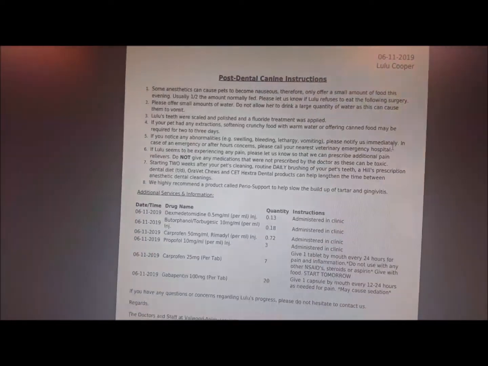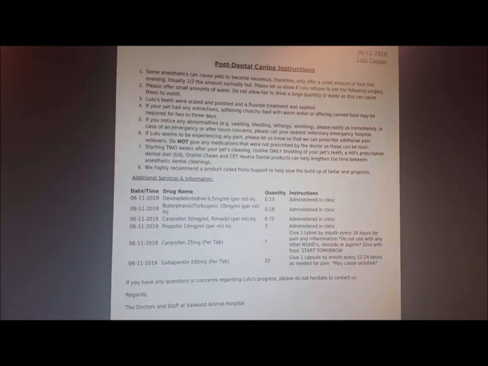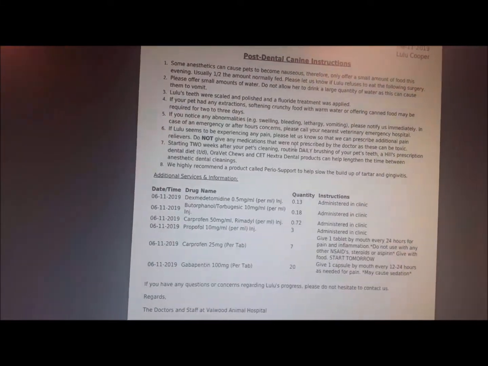We also let her know that her teeth are going to be a little bit sore after the procedure, especially since she got some teeth extracted. We did give her Rimadyl for the day during her procedure, so she might not be as painful, but if there are any abnormalities, bleeding around the suture area, swelling, or any very abnormal vomiting, then yes, we should be notified immediately so we can do something about it.